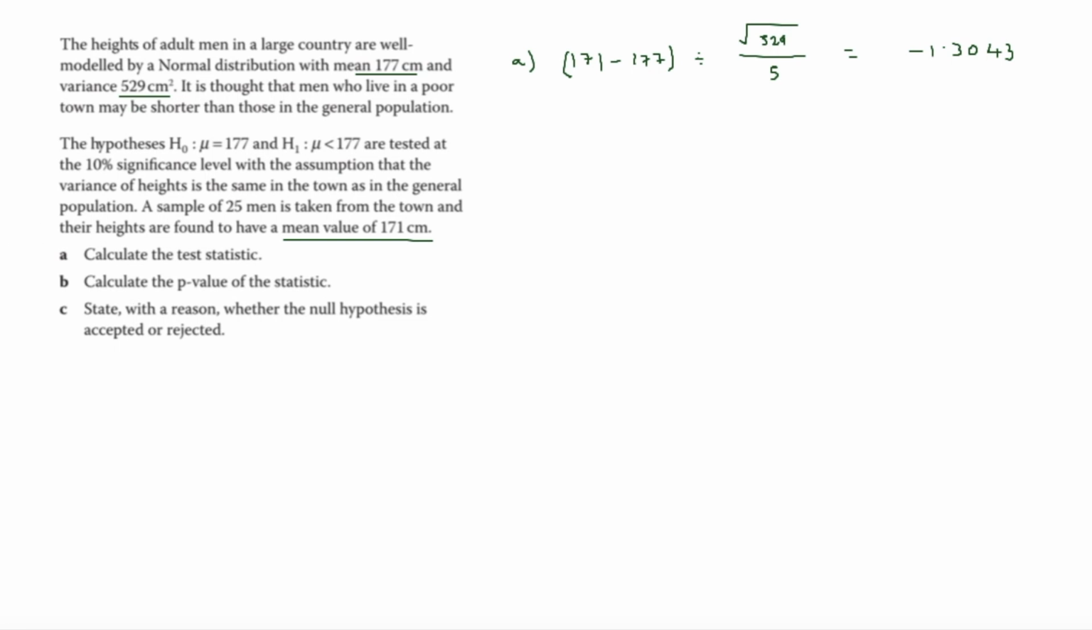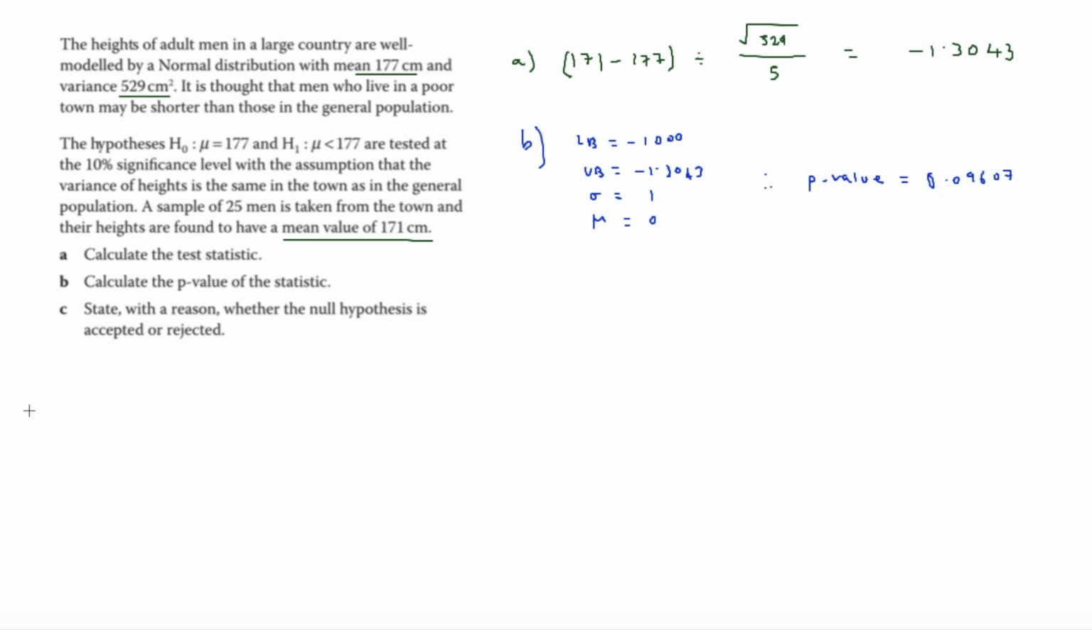Now it's time to calculate the p-value of the statistic. As I said, what we're going to do is put this in the normal CD. If it's negative, that means we're going to be putting it into our upper bound. So our lower bound is going to be minus 1,000, say. Now as it's negative, our upper bound is equal to minus 1.3043. Then we've got our standard deviation, which we're going to standardize, so that's 1, and the mean is equal to 0. Therefore, our p-value is going to be equal to 0.09607.